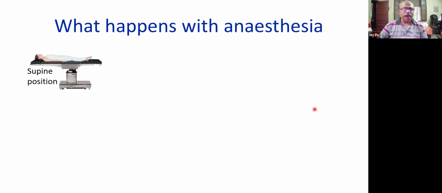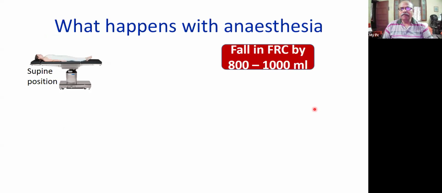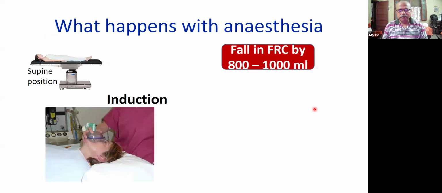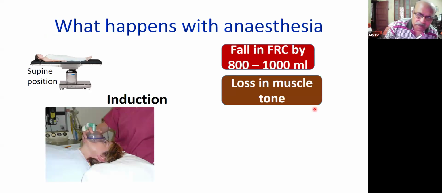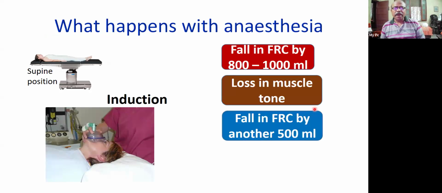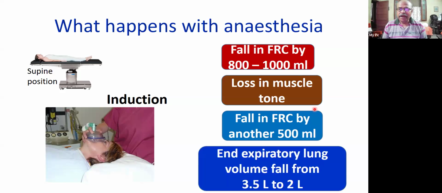So when the patient is supine, what is happening? There is a fall in the functional residual capacity by about 800 ml to 1 liter. Now, induction of anesthesia. There is a loss of muscle tone, and that will cause a further fall of 500 ml. So the end expiratory lung volume has already fallen from 3.5 liters to 2 liters. That is the effect of anesthesia.